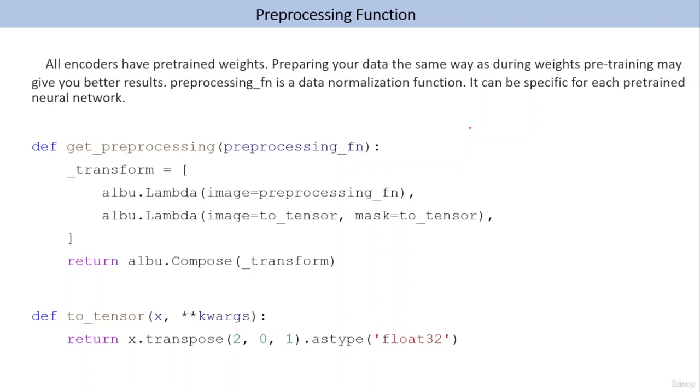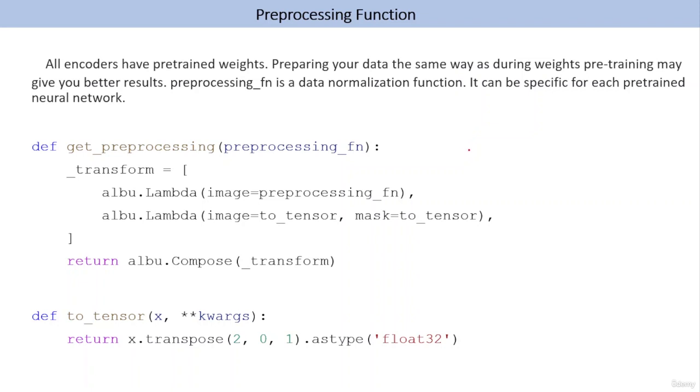And finally we have the pre-processing function. So why do we need this pre-processing function? Because all encoders have pre-trained weights, so you need to prepare your data the same way as during weights pre-training, which may give you better results. So basically the pre-processing function is a data normalization function. It can be specific for each pre-trained neural network, so you use the pre-trained encoder as it was used while pre-training that encoder.